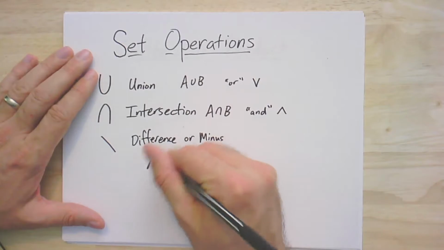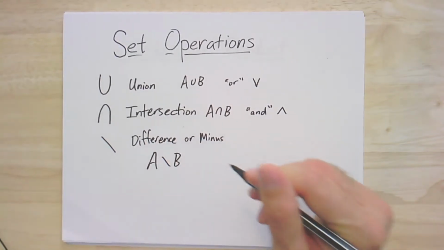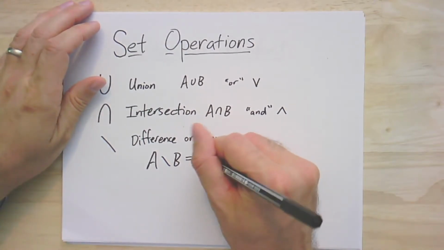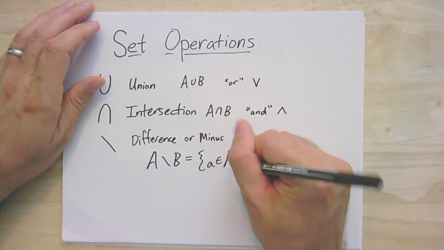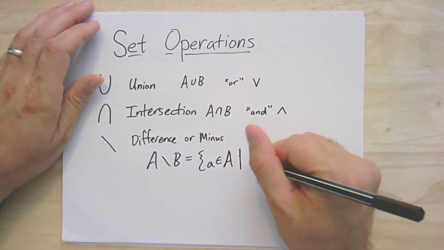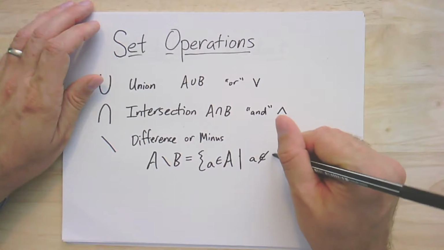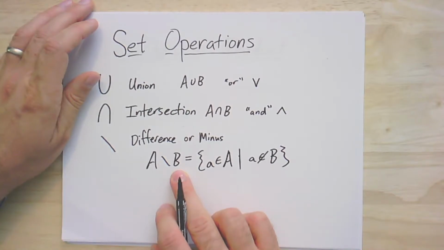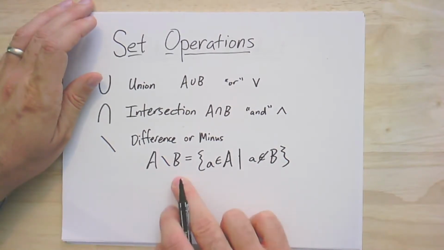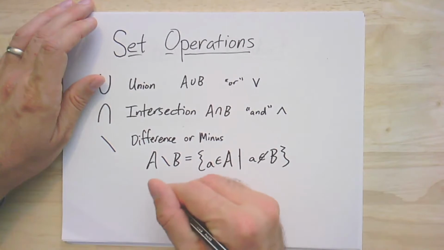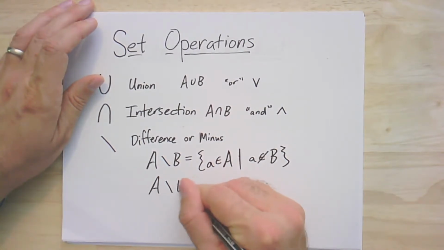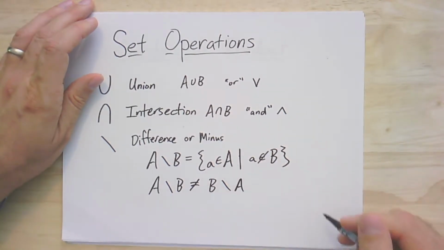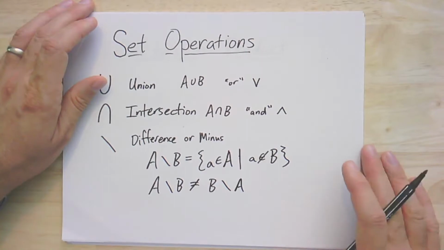So if I write A set minus B, this is equal to the set of all elements a in the set A such that a is not in B. If there were any elements in B that were also in A, we've removed them to get this difference. So it should be immediately clear that A minus B is not usually equal to B minus A. I'll leave it as a little exercise if you can think of some sets where this actually holds.